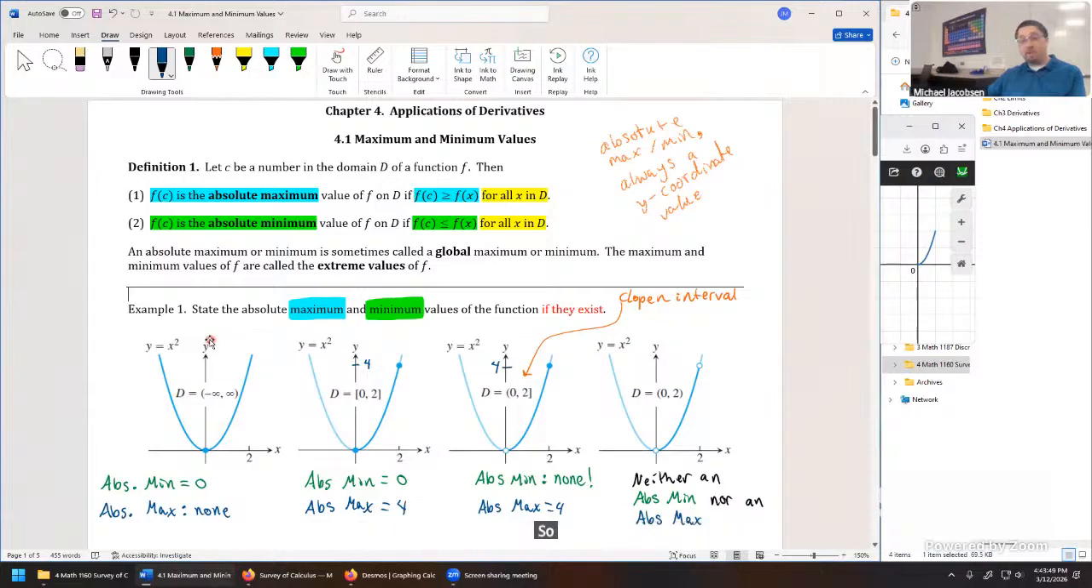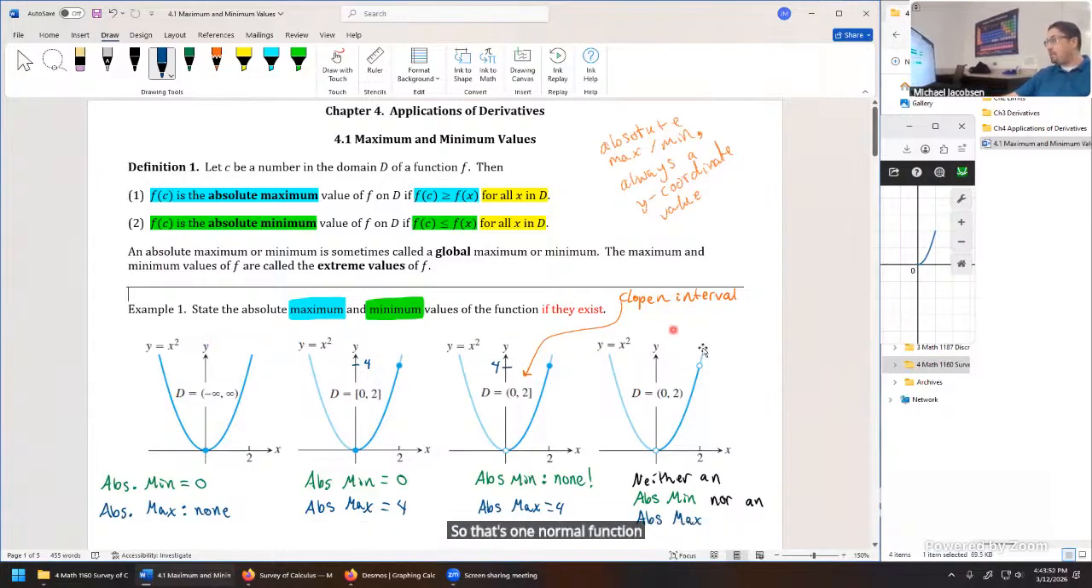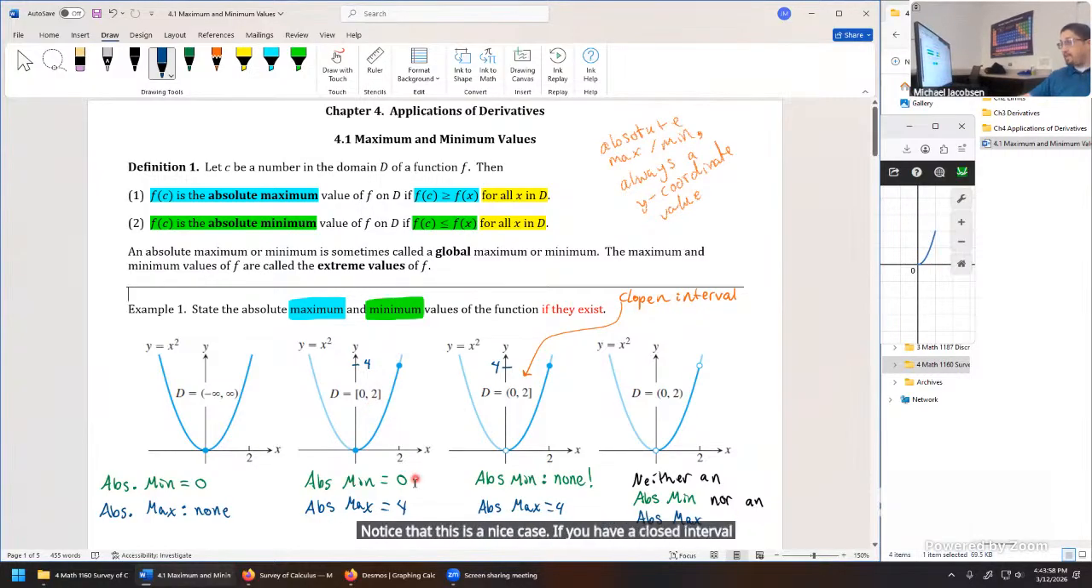So that's one normal function and 3 different pretty weird ones. Notice that this is a nice case. If you have a closed interval, you automatically will get an absolute minimum and an absolute maximum if your function's continuous. So we'll come back to that concept. But any questions at all, folks? Just working through these definitions.